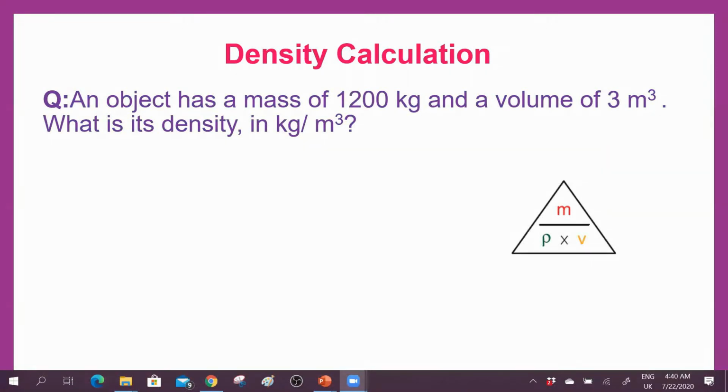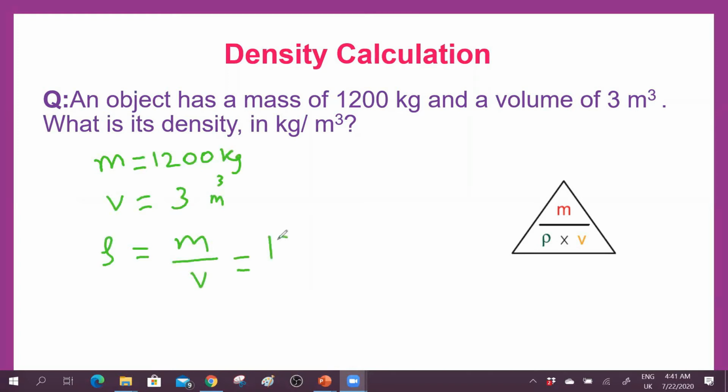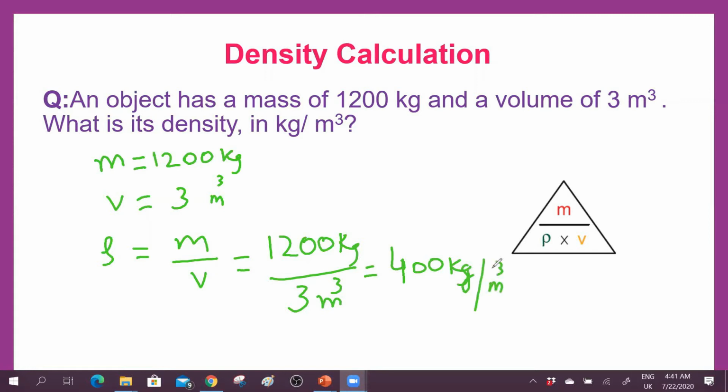Now we can practice some questions on how to calculate density. An object has a mass of 1,200 kilogram and a volume of 3 cubic meter. What is the density in kilogram per cubic meter? First of all, we can write the data. The given mass is 1,200 kilogram and volume is 3 cubic meter. The formula for the density, rho equals mass over volume. So mass is 1,200 kilogram, volume is 3 cubic meter, so our answer will be 400 kilogram per cubic meter.